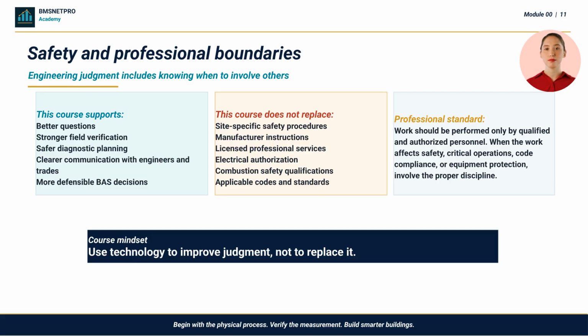This course includes important safety and professional boundaries. Building automation can affect physical equipment, critical operations, indoor environmental conditions, energy systems, and human safety. The course helps learners ask better questions, verify measurements, communicate with engineers and trades, and make better BAS decisions. It does not replace site-specific procedures, manufacturer instructions, licensed engineering services, electrical authorization, combustion safety qualifications, or applicable codes. A strong BAS professional respects the limits of their competence and involves the proper discipline when needed.